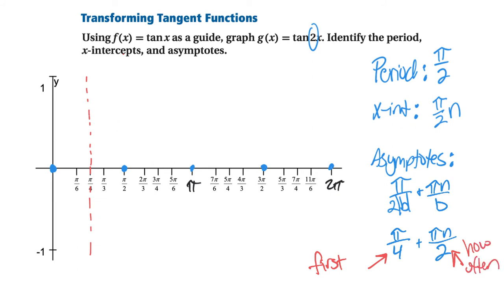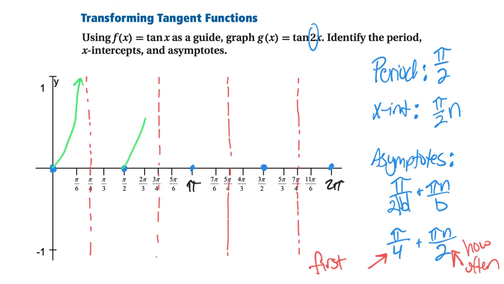So if I have pi over 4 and I add pi over 2 to that, that's going to be at 3 pi over 4. Now just notice it's going to be halfway between those x-intercepts. Now again, we're using tangent x as a guide, and that started at the origin and started with our first curve going upward. So I'm going to draw that one in, and then that kind of gives me a guide for the rest of my graph. And we'll just put these in there.